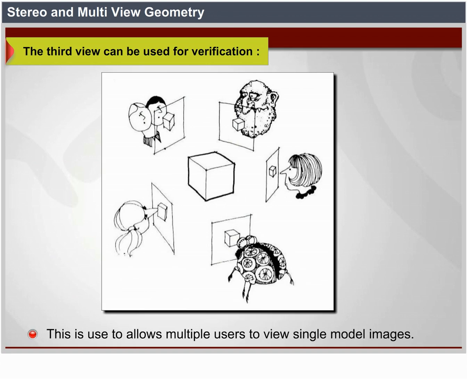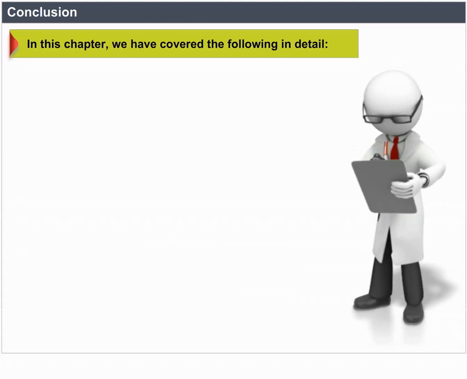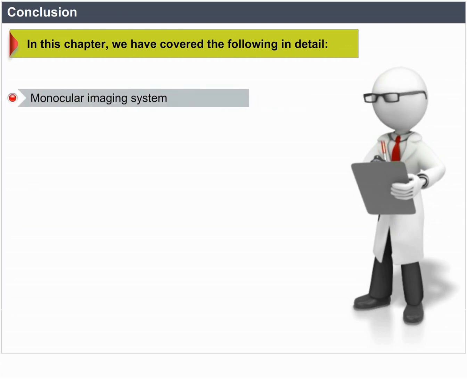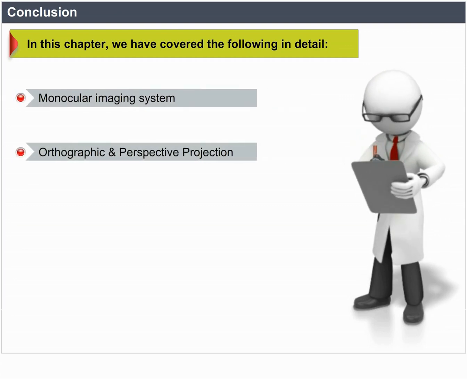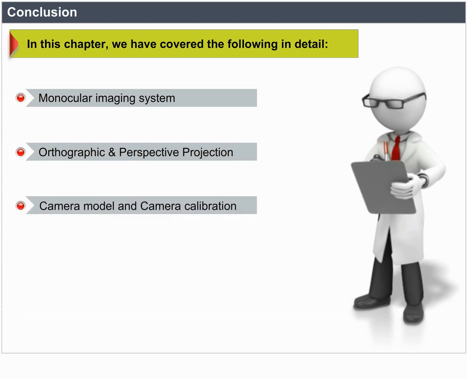Conclusion. In this chapter, we have covered the following in detail: monocular imaging system, orthographic and perspective projection, camera model and camera calibration, stereo and multi-view geometry, and binocular imaging systems.